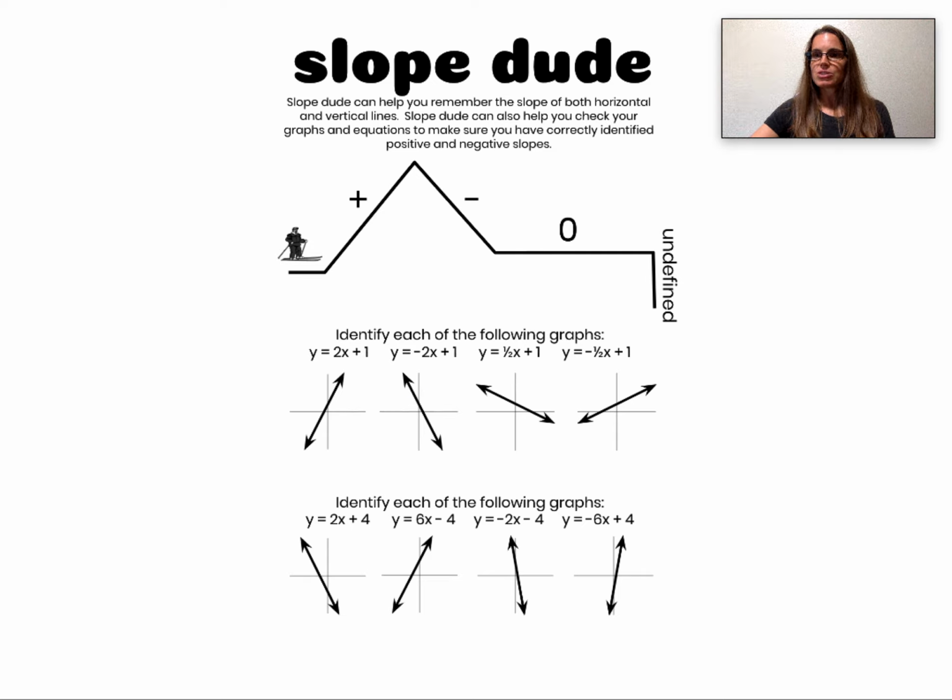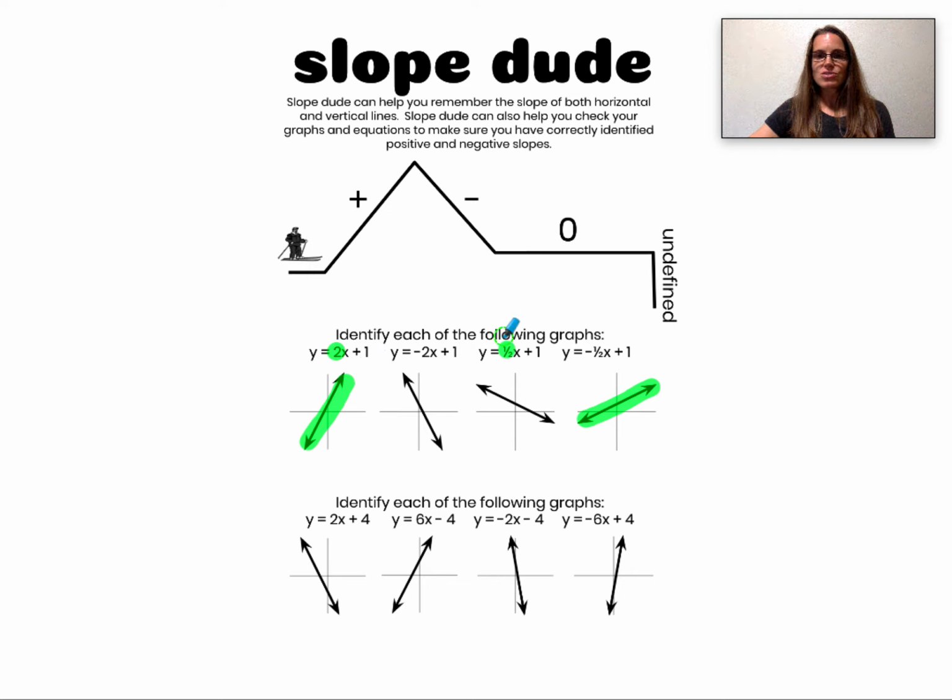The first thing I'm going to do is identify what Slope Dude would tell me about which of these graphs and equations are puff, puff, positive. So this is obviously a positive number. This is a positive number. So those will be matched with puff, puff, positive graphs. Here is a puff, puff, positive graph and another puff, puff, positive graph.